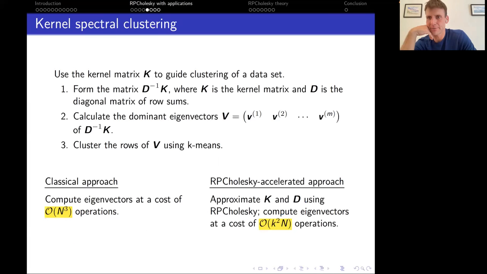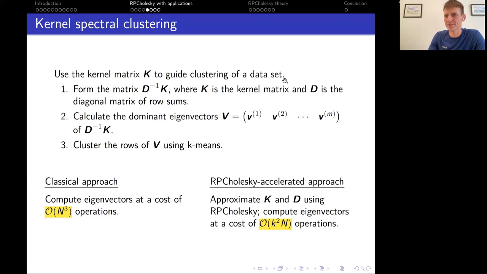This is my favorite algorithm in the world, kernel spectral clustering. I find it so cool. It's a nonlinear clustering algorithm that can do very well in some modestly high dimensional spaces. You use a kernel matrix K to guide clustering of a data set.